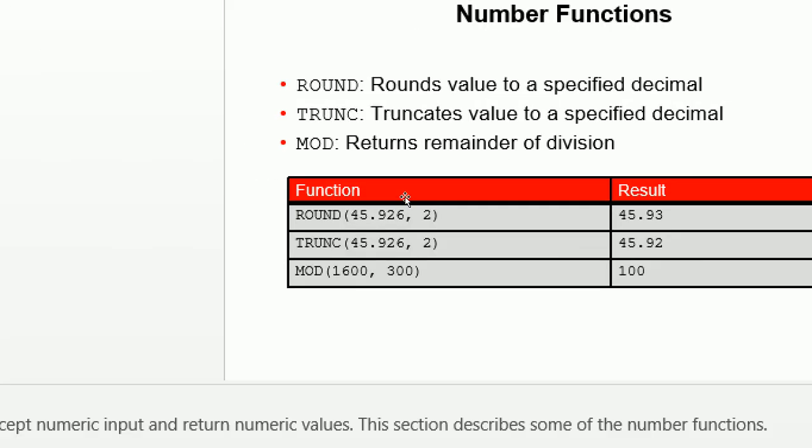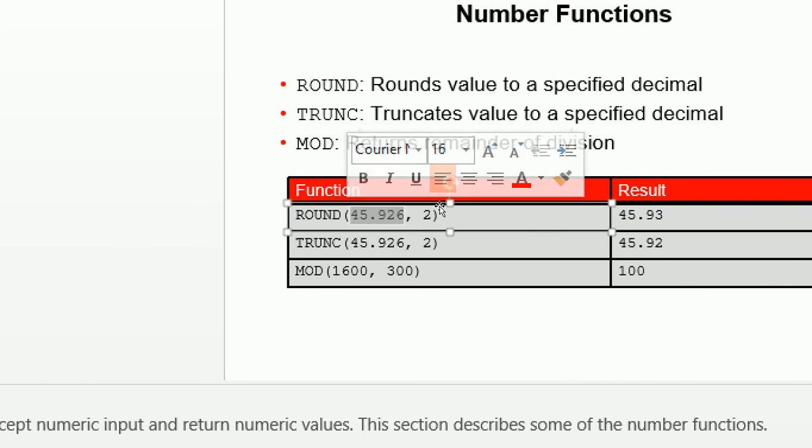Look at the value in the round. If you use the round function, I provided a value 45.926. Clear? So 92 is a complete figure, and 6 is greater than 5. So it is greater than 5, so it will consider it as 93, not 92. Clear? So this is known as the round off. Round off means to change the value to the specified decimal.